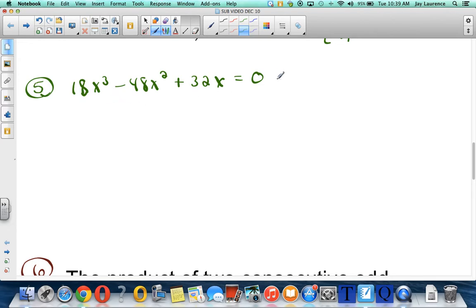Here comes my solution. First thing I'm going to do is factor out a GCF. I think a 2x is going to be my GCF. I'm thinking all of them have a common factor of 2x.